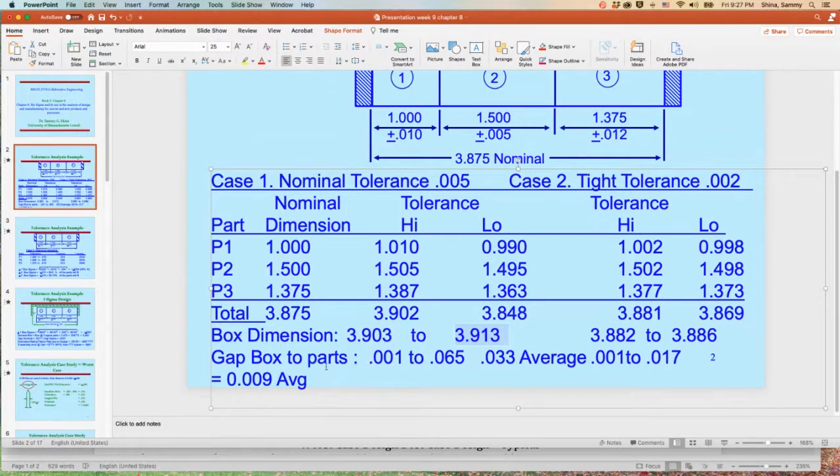So now we have a gap between the box and the parts, and the gap goes from 1,000, which is the clearance by design, by worst case design, and then we take the maximum box, 3913, which is minimum box plus 10 thousandths, because we took a tolerance of 5 thousandths. So we have a gap whose minimum is 1, whose maximum is 65.